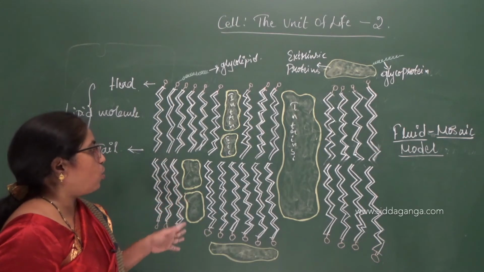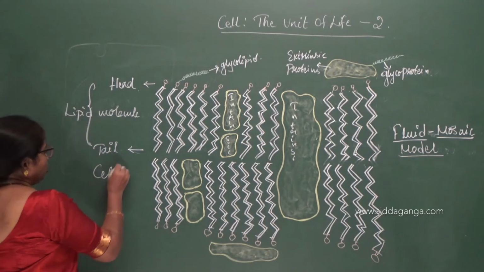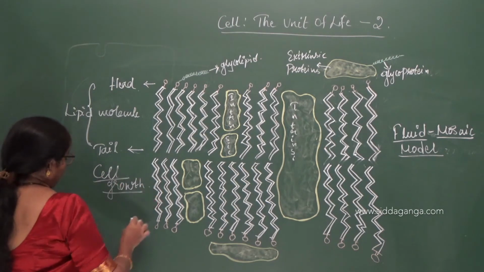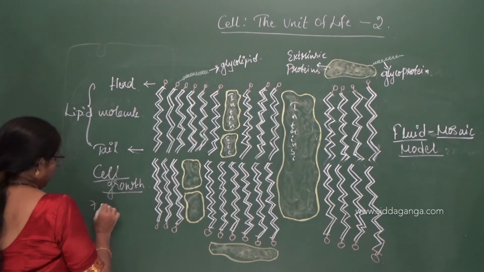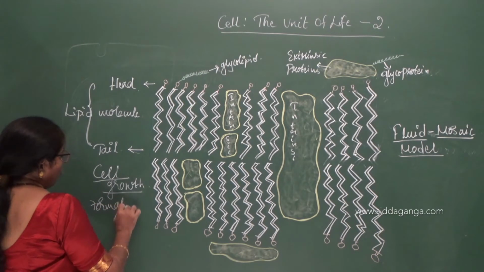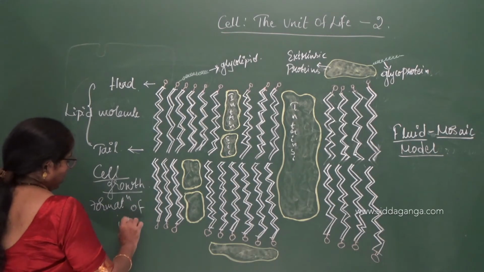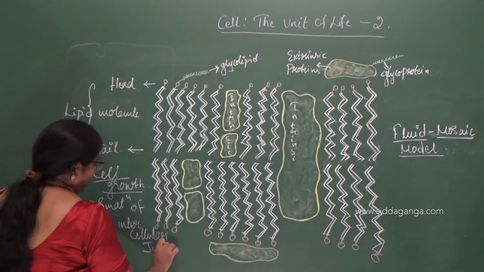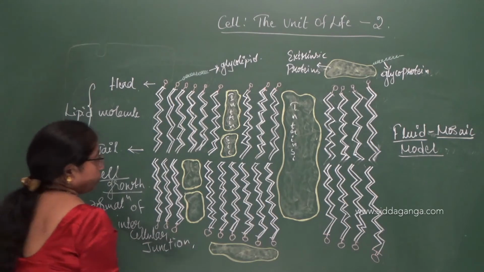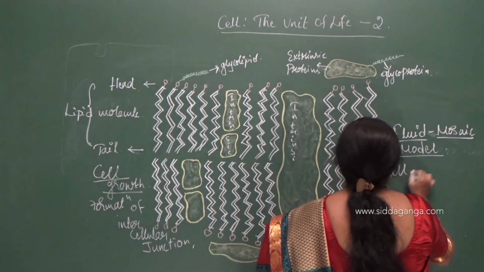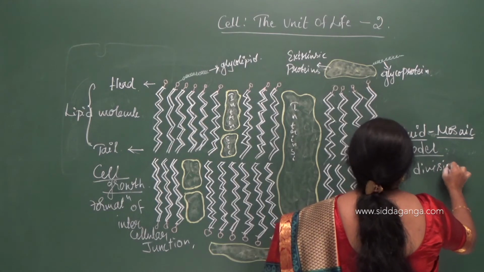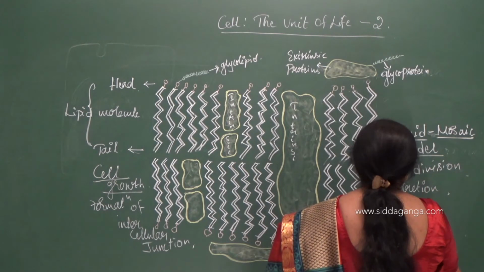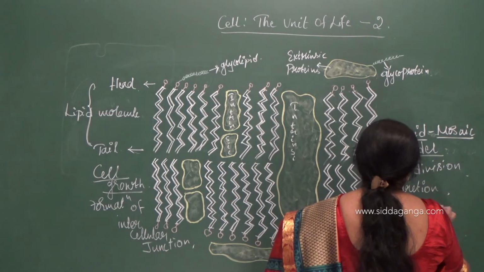So this fluidity also accounts for cell growth. This fluidity also brings about cell growth and the formation of intercellular junctions. It also helps in cell division. It also helps in secretion. It also helps in endocytosis.